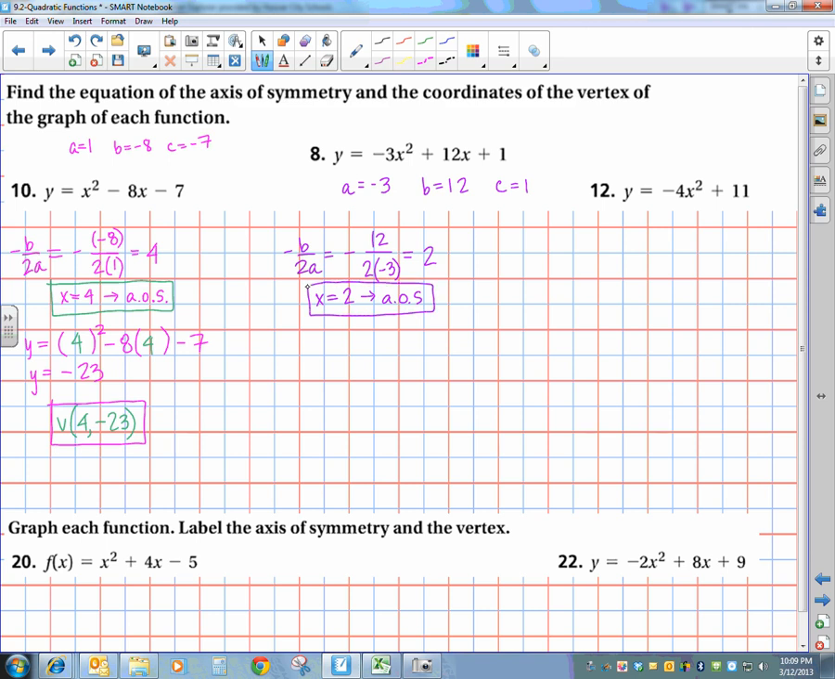And I'm going to take that x value and plug it in. Y equals negative 3 times whatever I had for x, squared, plus 12 times my x plus 1. And what am I going to plug in for x this time? 2. And when I simplify that, 2 squared is 4. 4 times negative 3 is negative 12 plus 24 is 12 plus 1 is 13. So we get y equals 13. And we are going to write our vertex of 2, comma 13.